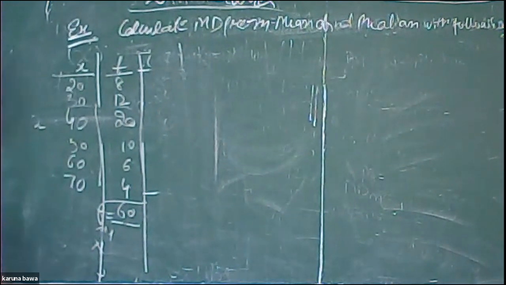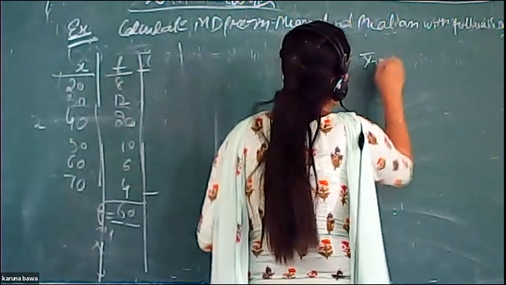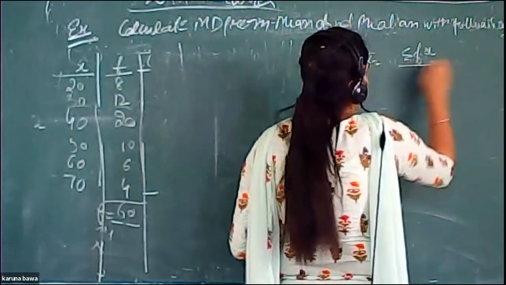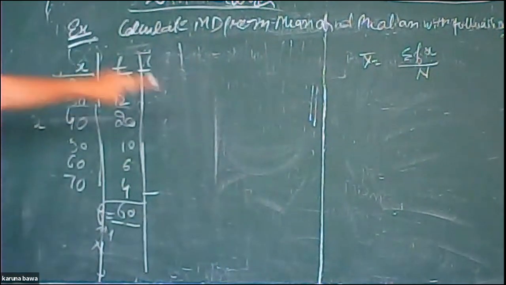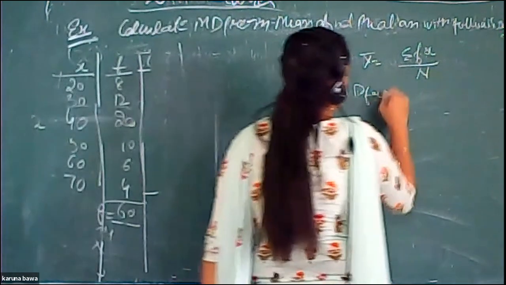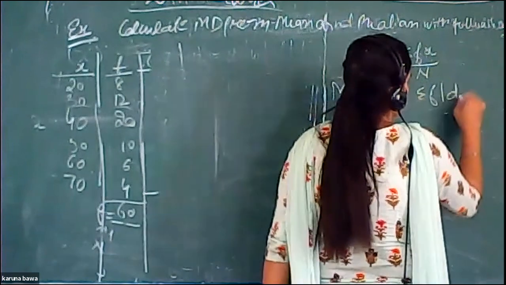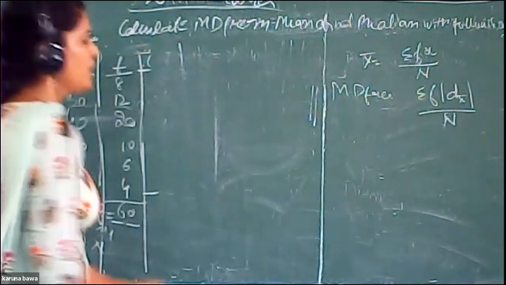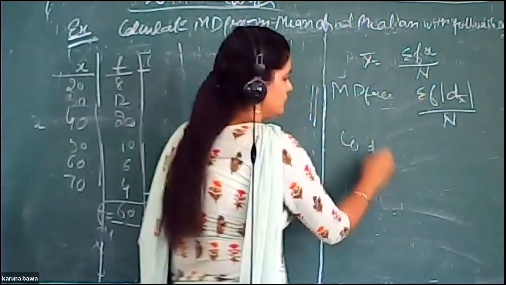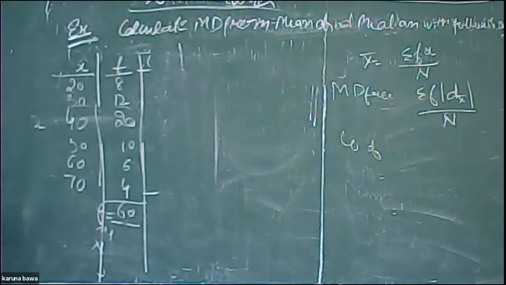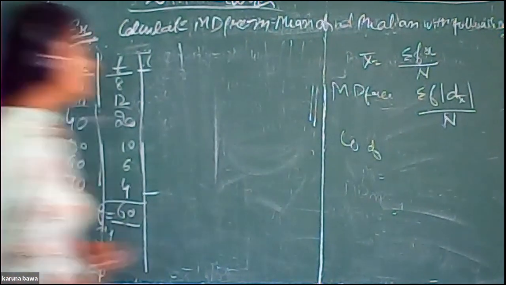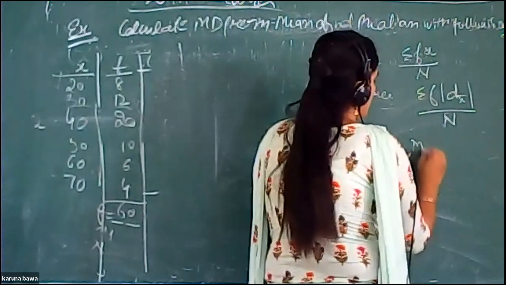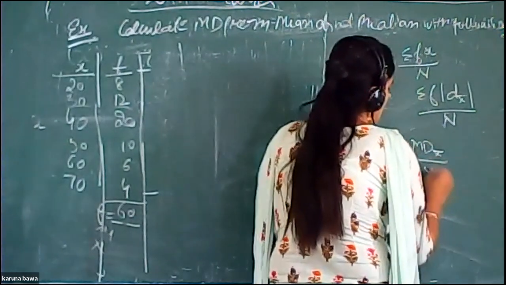First of all, the formula for the mean in the discrete series is summation fx over n. For the mean deviation from mean, summation f times the deviation, and the coefficient of mean deviation is the mean deviation from mean divided by the mean value.